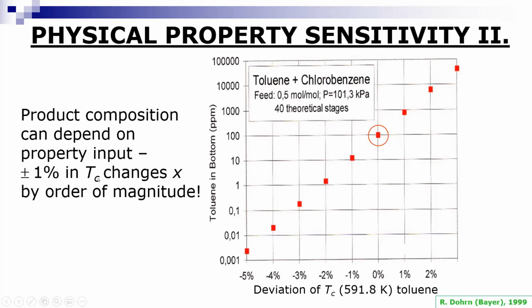And if you were now estimating this by corresponding states using the critical temperatures of the components, and you don't get the right value of the critical temperature in there, so you change it by 1%, well, it changes the mole fraction in the bottoms by an order of magnitude. Again, this is when you're dealing with a dilute solution, you've got to get it right. And here's a perfect example. Interestingly, it's virtually a straight line on a log plot of how much error will occur.